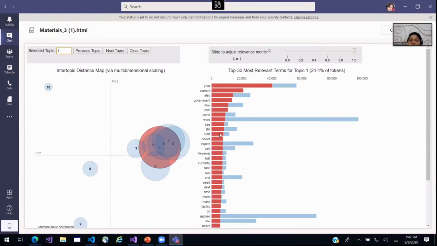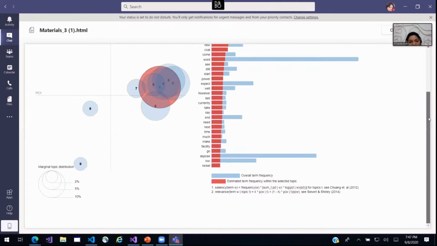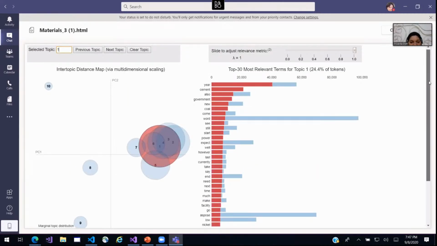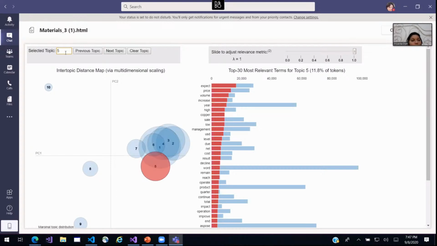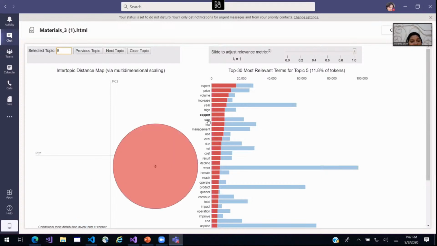So this is the materials sector, and inside that it created certain topics. The first topic has a set of keywords: year, cement, government, nickel, need, end, currently, stuff like that. Okay, maybe let us go to topic 5. Topic 5, inside the real estate sector only, has keywords talking of price, volume, increase, high, sale, right?